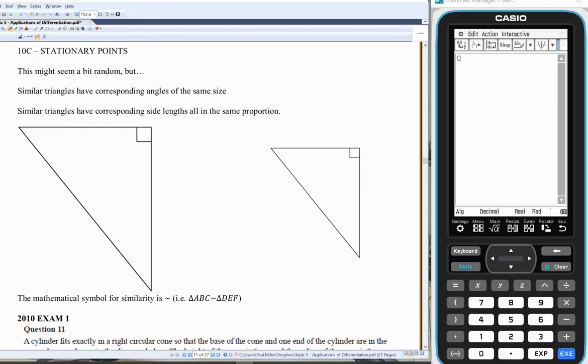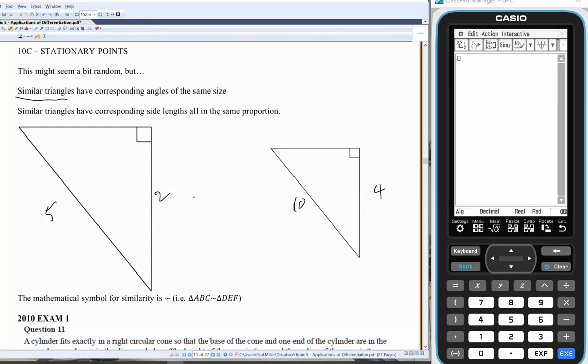All right, so what we're going to look at is some applications of stationary points. We start with this very random thing on similar triangles. Similar triangles have corresponding angles of the same size. Similar triangles have corresponding side lengths all in the same proportion. So if this, say, is 5 and this is 2, and these two are similar, then let's say that this one is 10, this one will be 4 because they're going to grow in the same proportion.